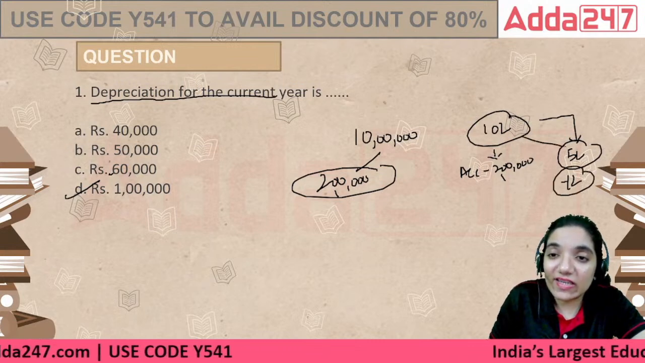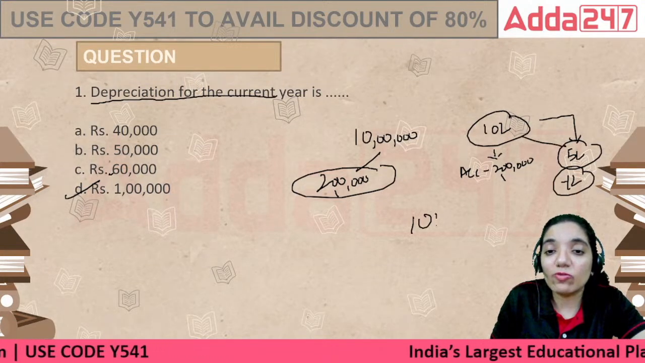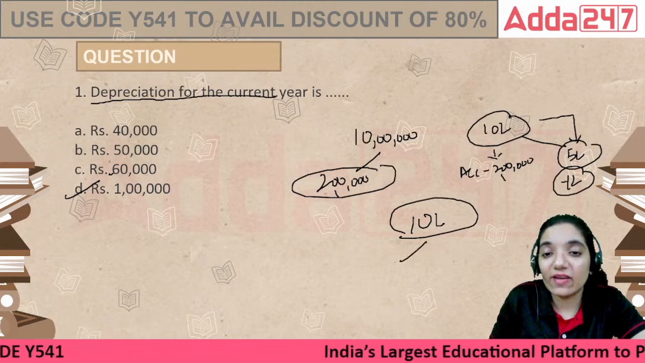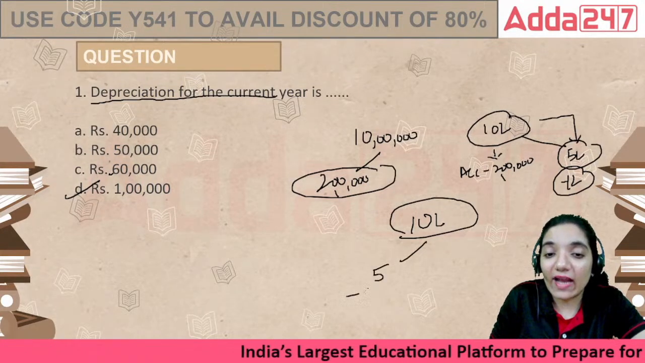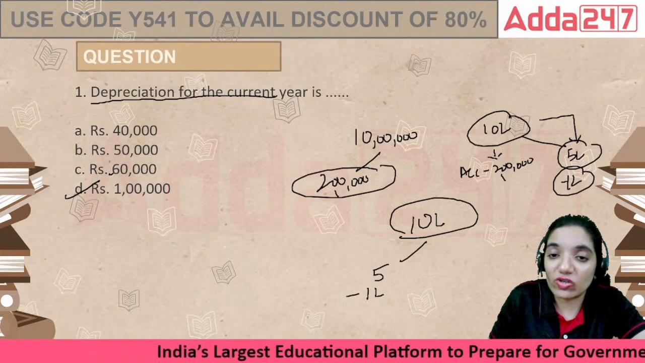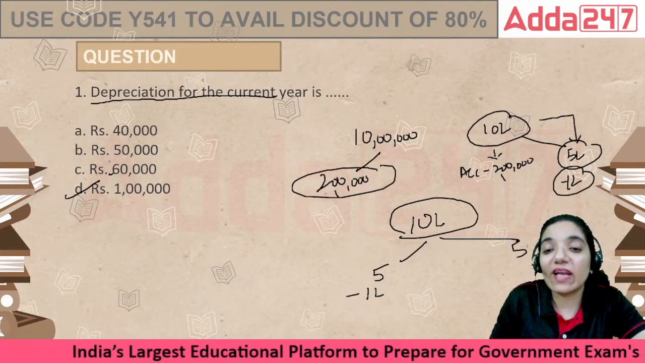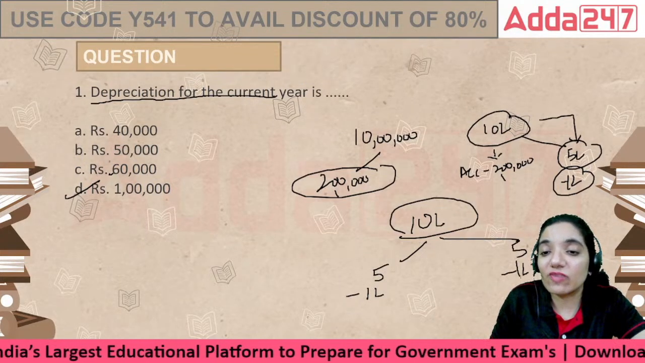Right? So this is getting disposed of. So technically out of the total asset of 10 lakh, 5 lakh is being sold with 1 lakh depreciation charged on it, while the remaining 5 lakh is here and the depreciation on it is 1 lakh rupees.